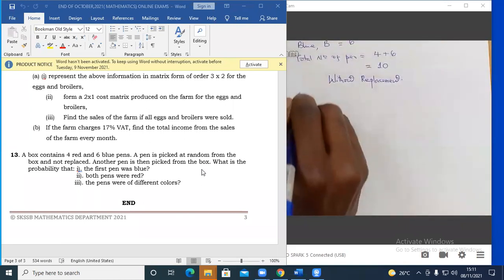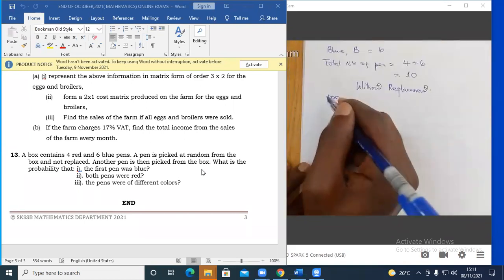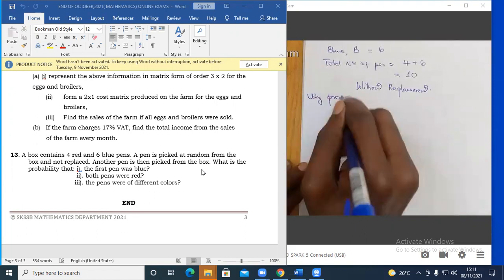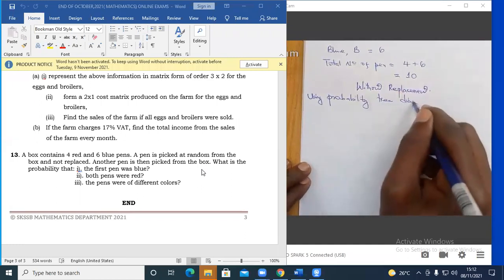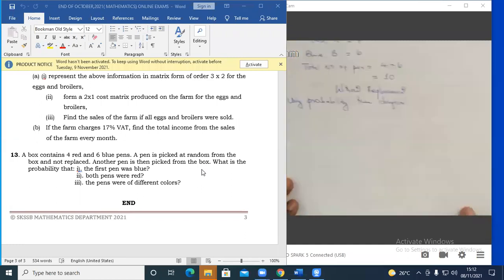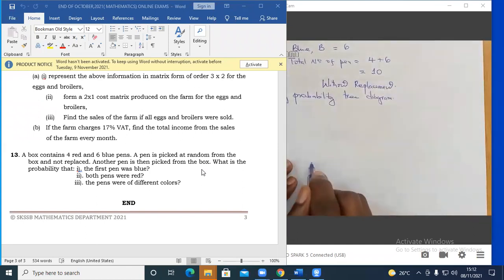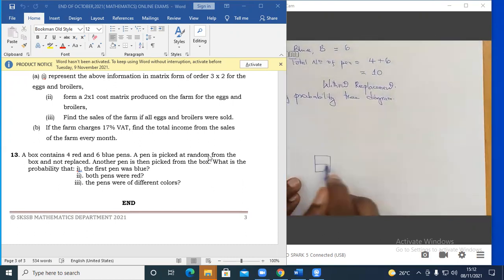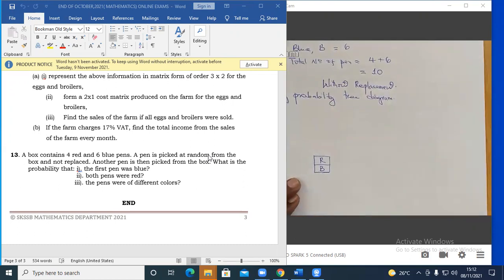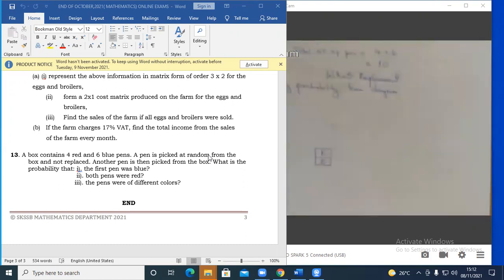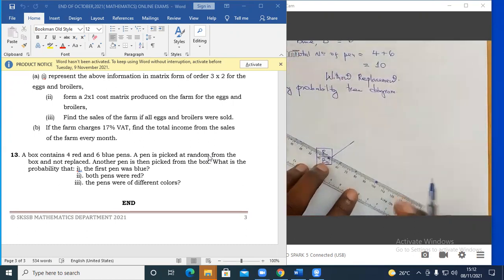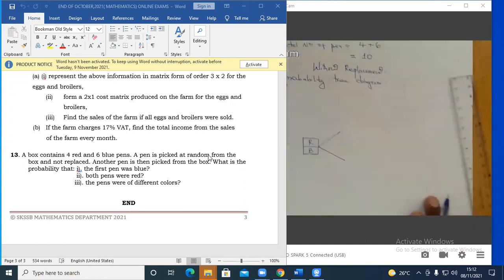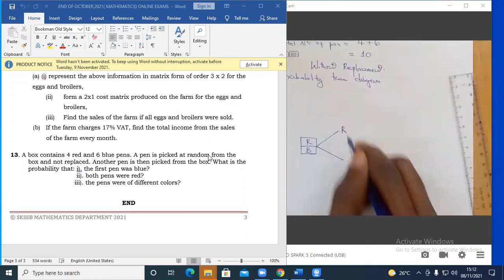So can we draw our probability tree diagram now? Tree diagram. So let's start drawing. Give enough space. So this is the box. I have red and then I have blue. So the first picking, this is the first picking, members. You can either pick red or blue.